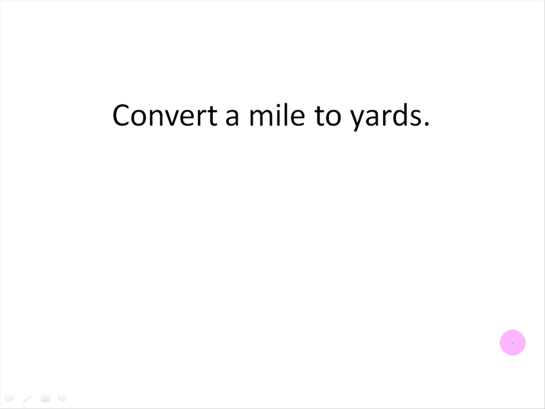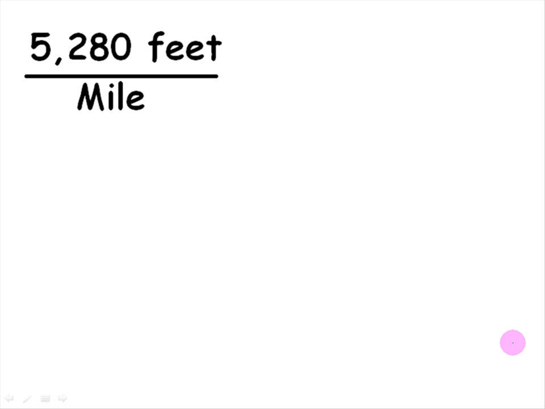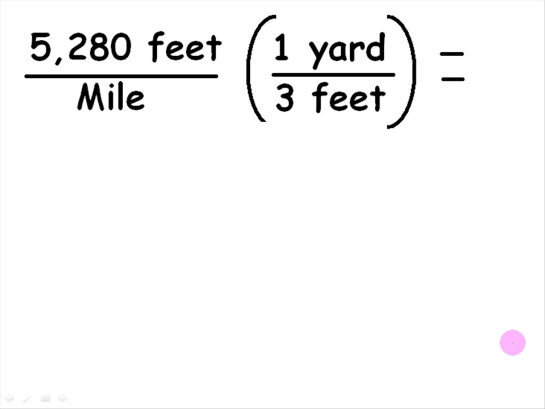Convert a mile to yards. Well, we can write a mile as 5,280 feet per mile, and then we multiply that times 1 yard over 3 feet. We chose feet to be in the numerator and the denominator's position. Here, feet in the numerator, and here, feet in the denominator, so that they will cancel. Now, we have yards left and miles left.